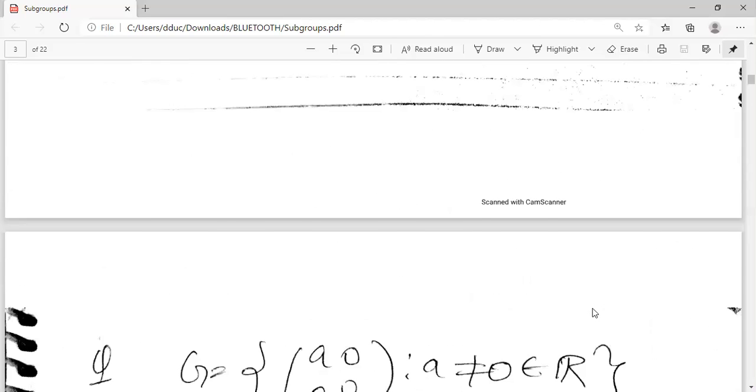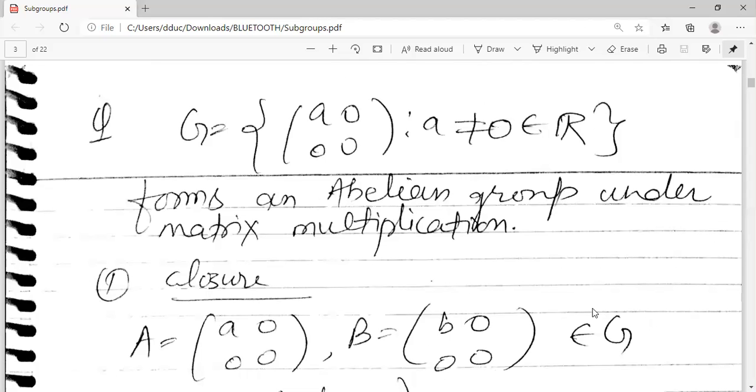Let us see this example now. Here, this is the set G of all 2 by 2 matrices of this form, (a 0; 0 0), where a is a non-zero real number. We have to show that this set forms an abelian group under matrix multiplication. Again, we have to check all the steps for proving that the set is a group: closure property, then associativity, identity element, and the inverse of every element should be there.